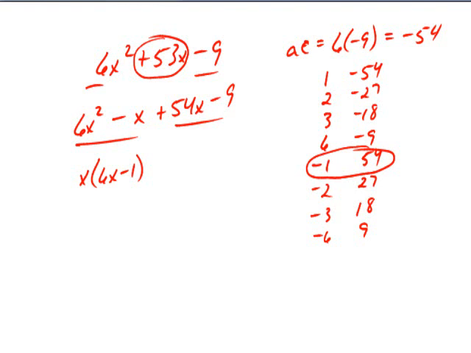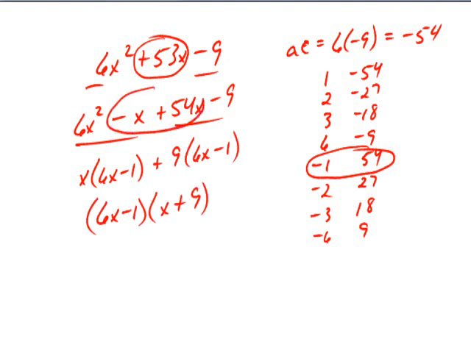I can factor x out of the first two terms and factor 9 out of the last two terms. Common factor of 6x minus 1 in both parts, with the other factor being x plus 9. And again, you can try this by interchanging the order, 54x minus x, and see that you get the same factoring.